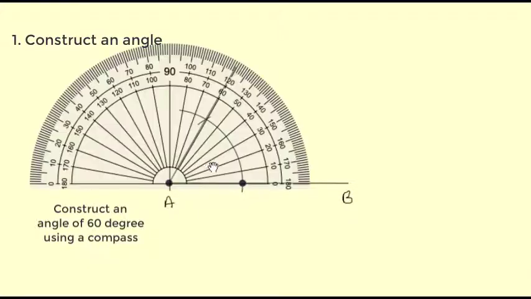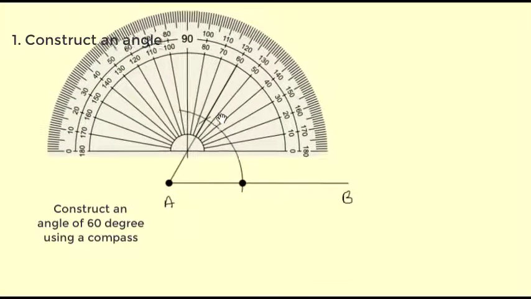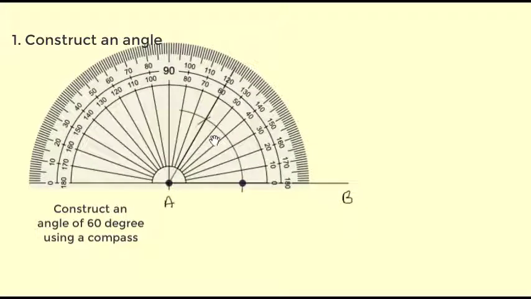So why don't we just measure it? You see that I brought our protractor tool, I positioned it at point A, aligned with the line segment AB, and you notice that we have the line going through precisely at 60 degrees. So this is how you create an angle of 60 degrees using the compass tool.